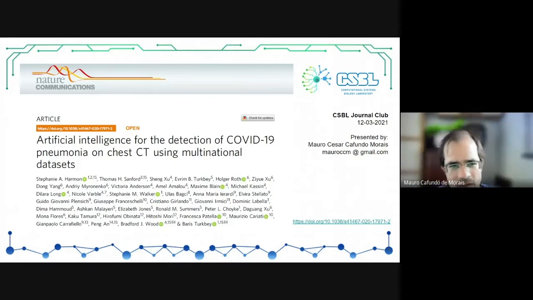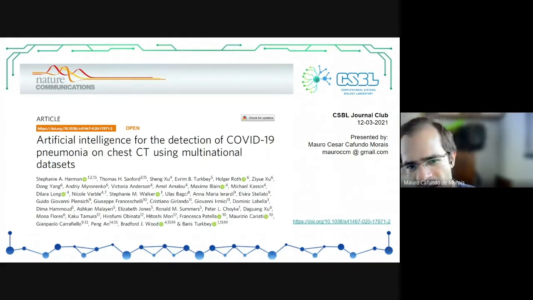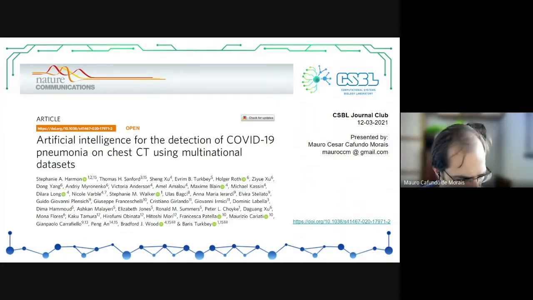Today I'm going to talk about this nice paper about artificial intelligence for detection of COVID-19 pneumonia on chest CT using multinational datasets. I chose this paper because it brings some new concepts about artificial intelligence, in a more broad sense. They developed an image classifier, so they are using computed tomography chest scans to do the classification of patients with COVID and non-COVID.